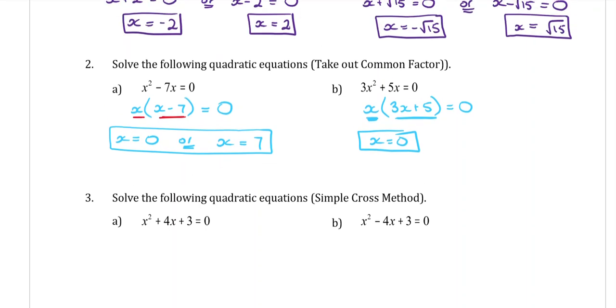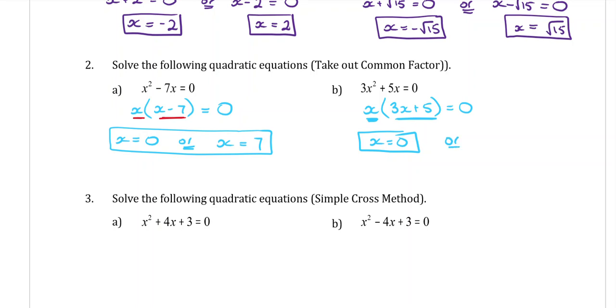We have to take the 3x plus 5 and make it equal to 0. Moving the 5 across, we get 3x equals negative 5. And then dividing by 3, it would be x equals minus 5 over 3. So just be a little bit careful with those ones that have two numbers inside the bracket.